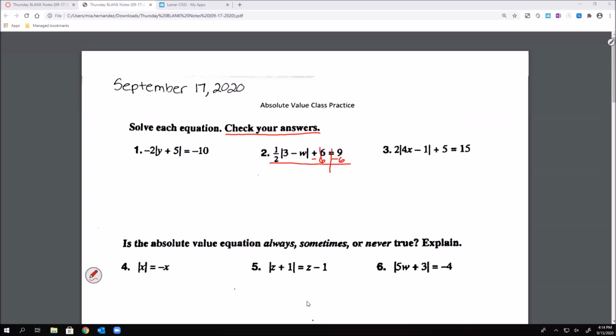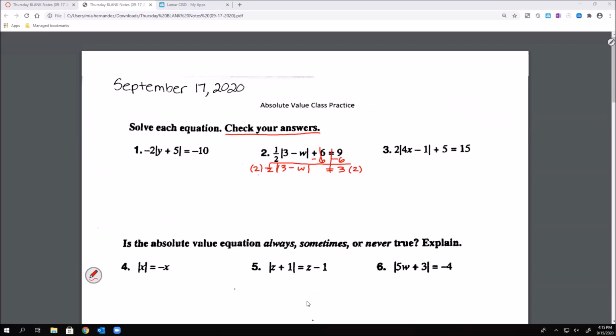My 6's cancel out. I now have 9 minus 6, which gives me positive 3. I'm going to rewrite everything else. That's my absolute value of 3 minus w times 1/2. Okay. Next up, I'm still trying to get the absolute value by itself. Right now, it's being multiplied by 1/2. When I'm working with fractions, I multiply by the reciprocal. That means I flip my fraction upside down and I multiply by that. So instead of 1 over 2, I get 2 over 1. Or another way of saying 2. So I'm going to multiply both sides by 2.